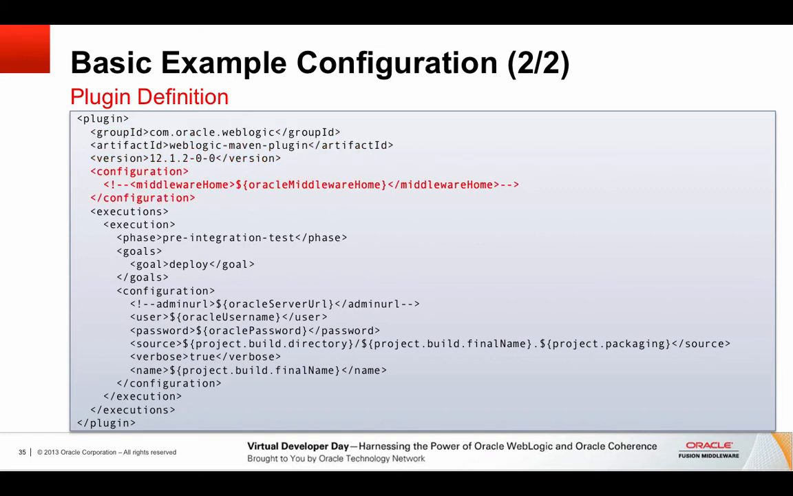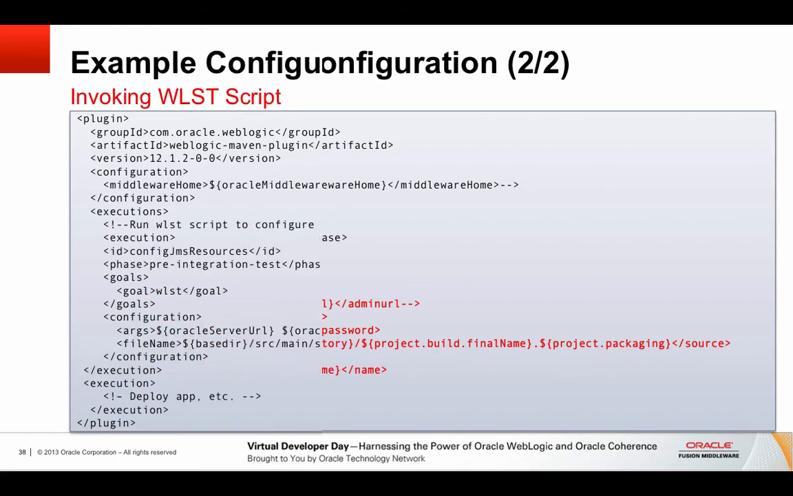If this plugin definition was executing a goal that required a local WebLogic server installation, this is where that server installation will be specified using the middleware home configuration value. You can see here it's commented out, so it's not needed to execute the deploy goal. There's the phase binding, there's the configuration.